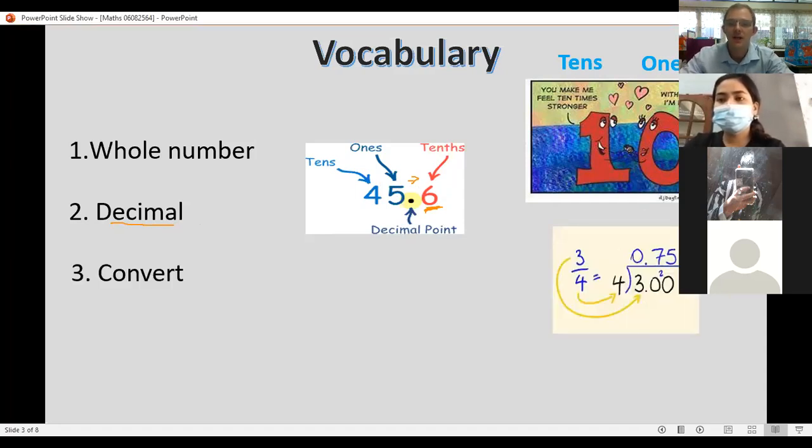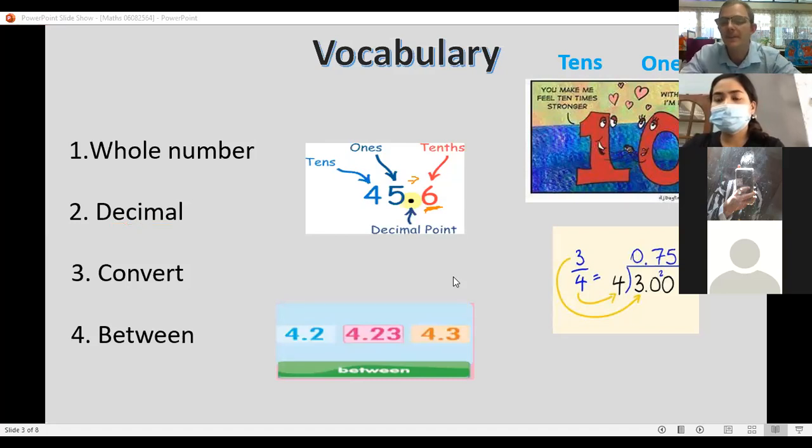Convert. Now converting means we change. Convert means change. So if we convert fractions to decimals, we can also convert decimals to fractions. We will learn them as we go. We will still teach them and we will learn. But for now, just know that we can convert decimals to fractions and also fractions to decimal. We can convert, change them.